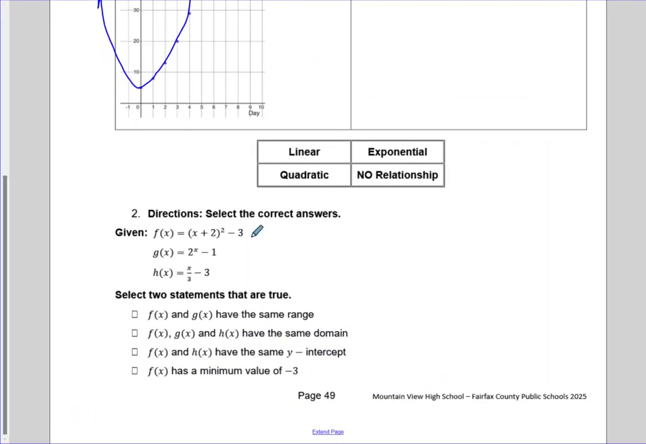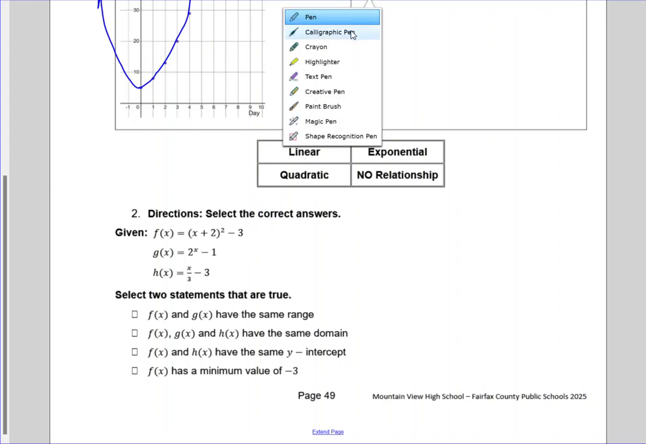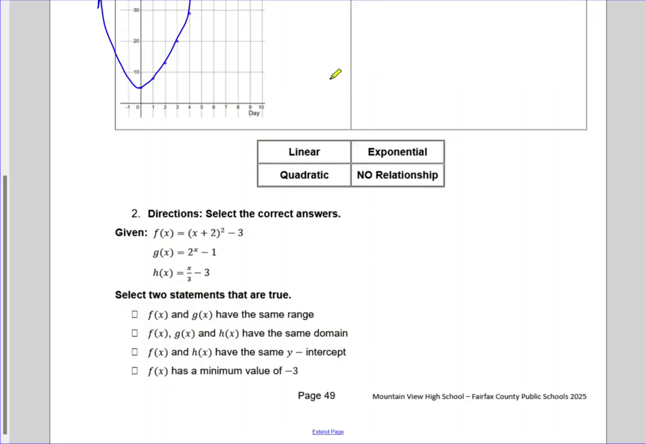But for number 2, it says select the correct answers given. So here's another way that you can tell what type of function it is. This one right here, because you have the squared here, this is a quadratic equation. Here, because you have the x in the exponent, this is an exponential function. And then here you just have x, and then you're just subtracting. This is a linear.